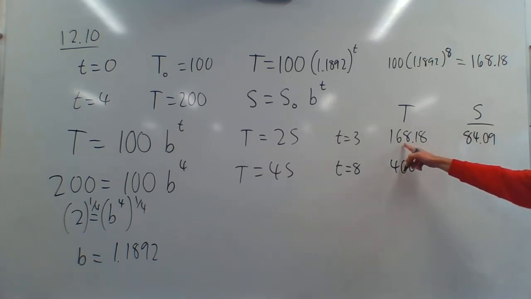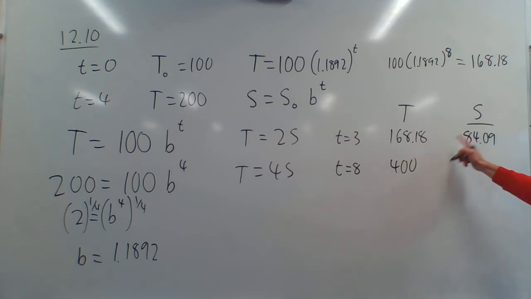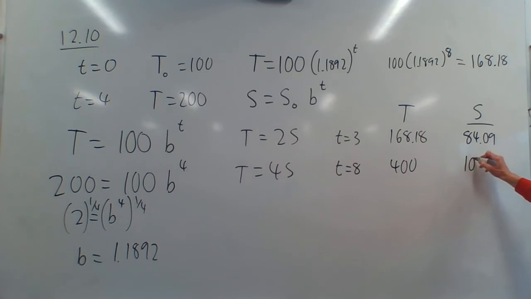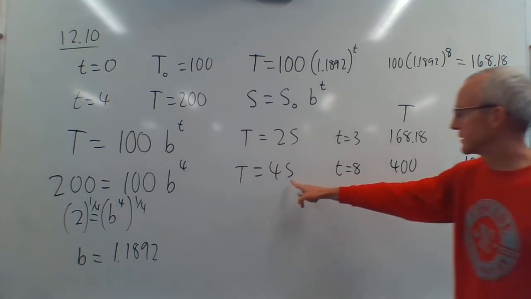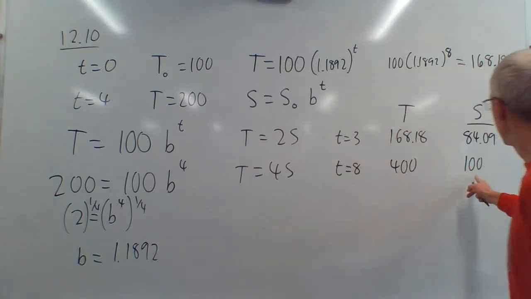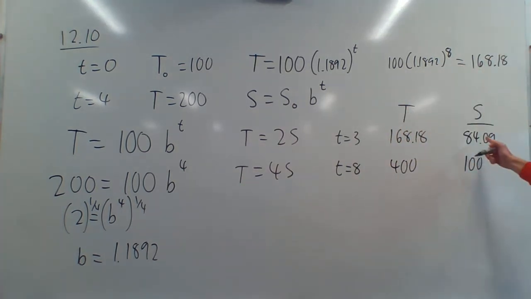84.09. I think that's right. Half the number of termites. Oh, whoa! I can do that one in my head. 400. The number of spiders is 1/4 the number of termites. Right? There's 4 times as many. Wow, that's pretty nice. So now we have the numbers at the times.